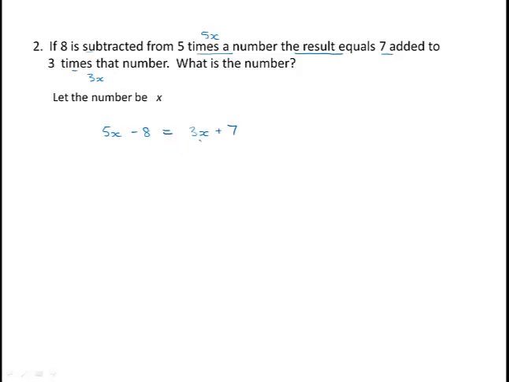We now solve this using normal inverse operations. Firstly, get the unknowns all to one side. So if we subtract 3x from both sides, we're left with 2x take 8 equals 7. Then add 8 to both sides, and we have 2x equals 15. Last, divide both sides by 2. We end up with x equals 15 on 2, or 7.5.